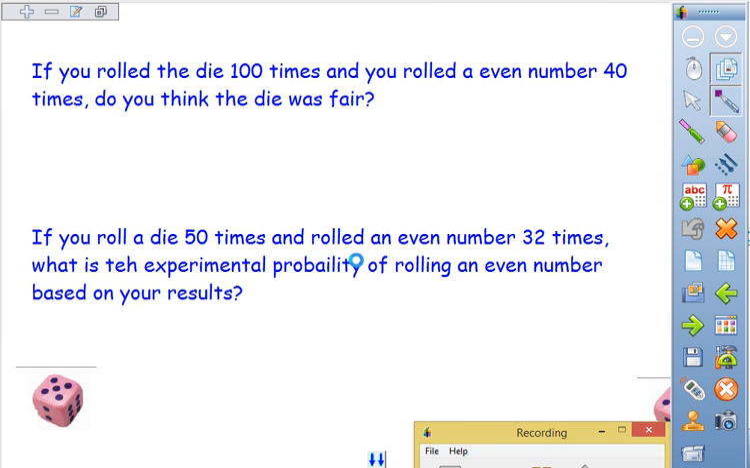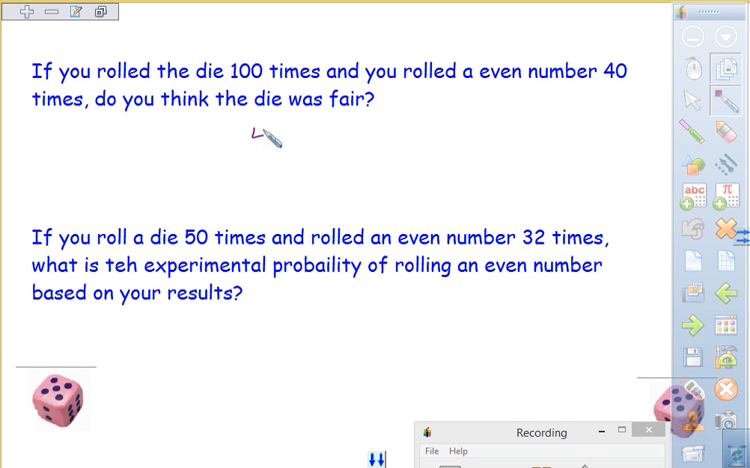If you roll the die 100 times and you rolled an even number 40 times, do you think the die was fair? Favorable outcomes was 40, total outcomes was 100, so that gives me 4 out of 10, or 2/5, which is 40%, which we can see from that first number.